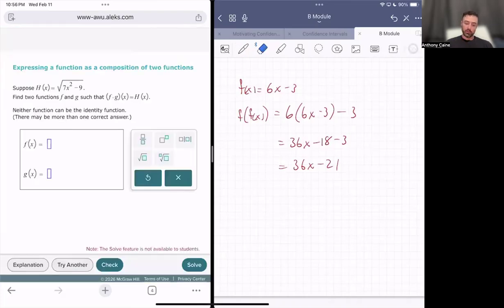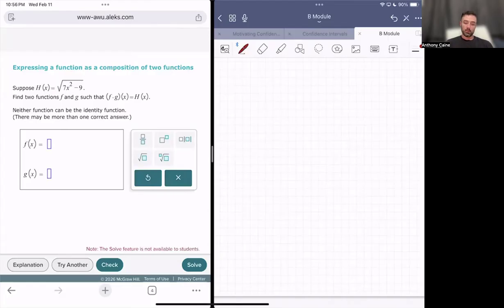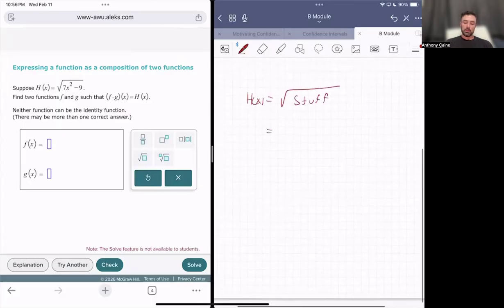Wonderful. This is a very useful skill if you have to go on and take calculus. You're going to use this all the time. So h of x, it's the square root of stuff. And what's it the square root of? It's the square root of 7x squared minus 9. Okay, so why do I write it like this?